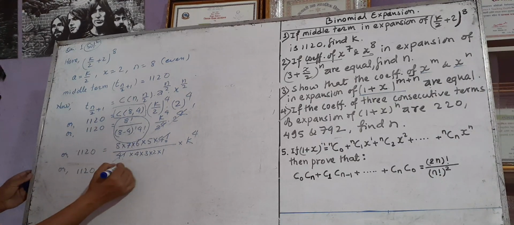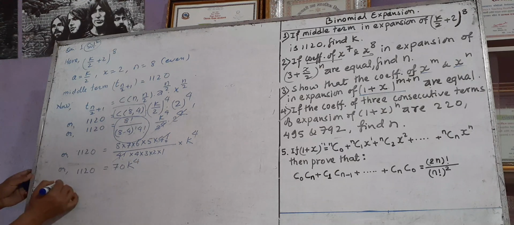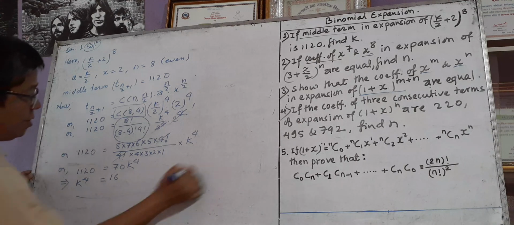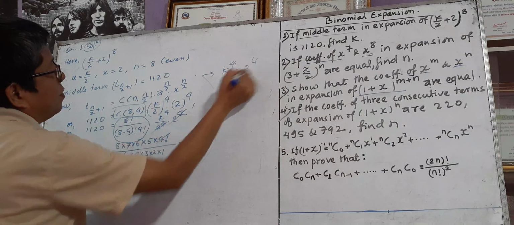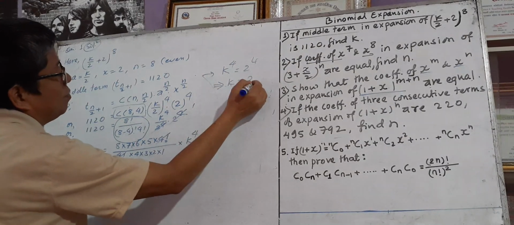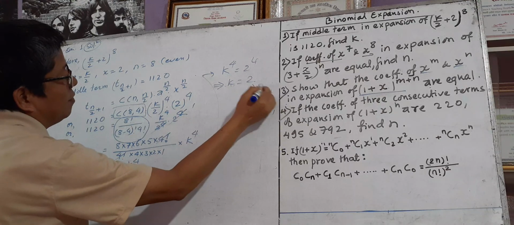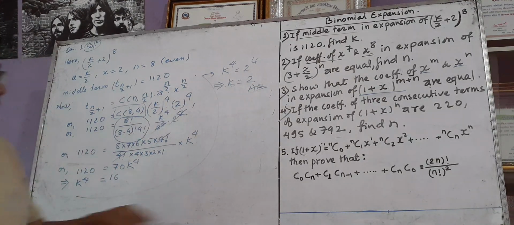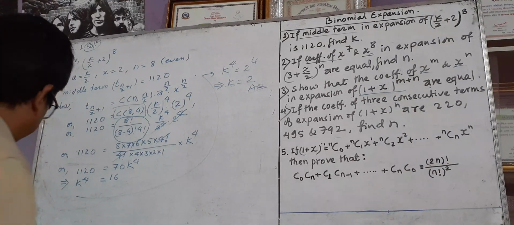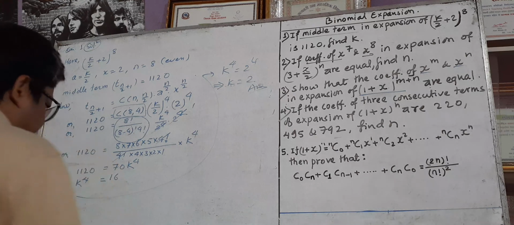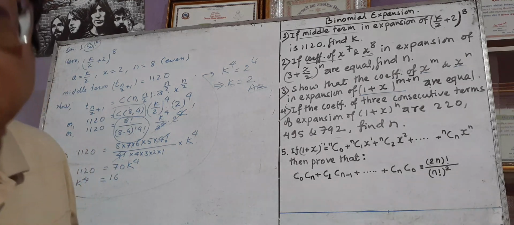Further simplifying, we get 70 k to the power 4, and this gives k to the power 4 equals 16, or k to the power 4 equals 2 to the power 4, and this implies k equals 2, by the law of indices. This is the required value of k. Okay, this is the solution of question number 1. Where is the duster? Yeah, it is here.